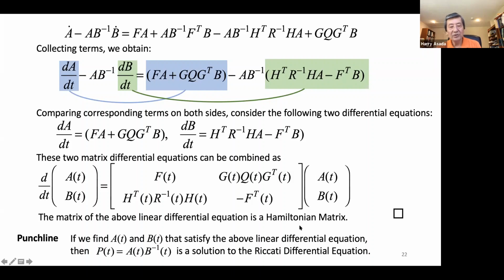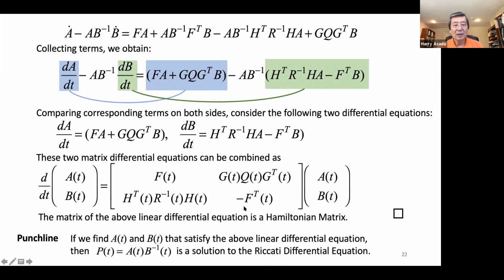Okay, so the punchline, what is it? Why do we care about this? The punchline is interesting. If we find A(t) and B(t) by solving this linear differential equation, such that they satisfy the above linear differential equation, using that A and B, we can construct P(t). This P(t) is a solution to the Riccati differential equation.